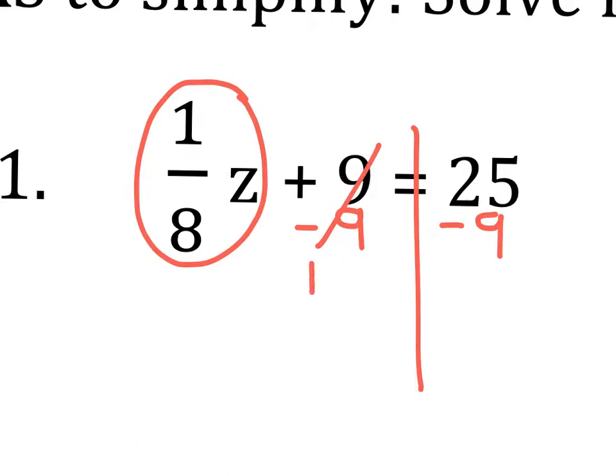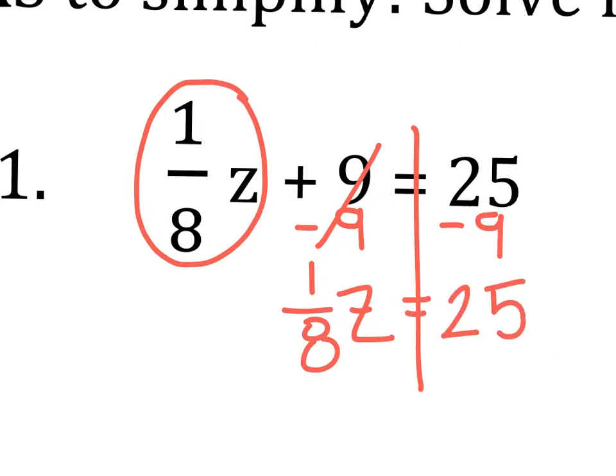So now I'm going to be left with 1 over 8z equal to 25. That's it. I can't do anything else. I have 1/8 times z. So to get rid of the 1/8, I have to do the opposite. 1/8 is considered a division problem. The opposite of division is what? Multiplication. So we're going to multiply.